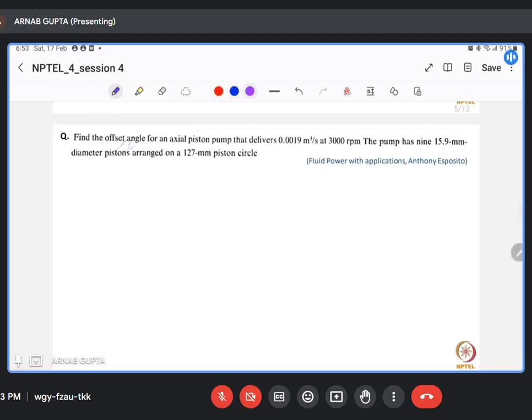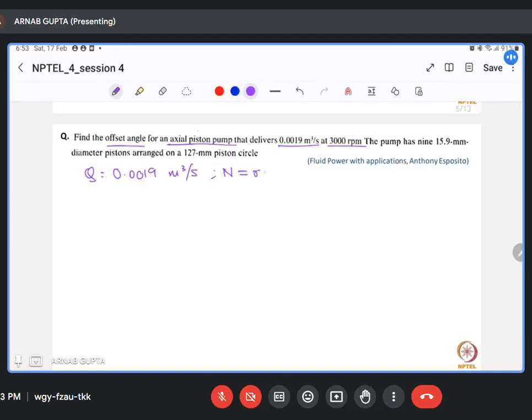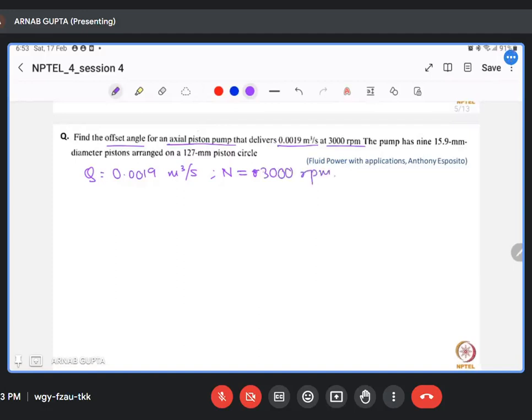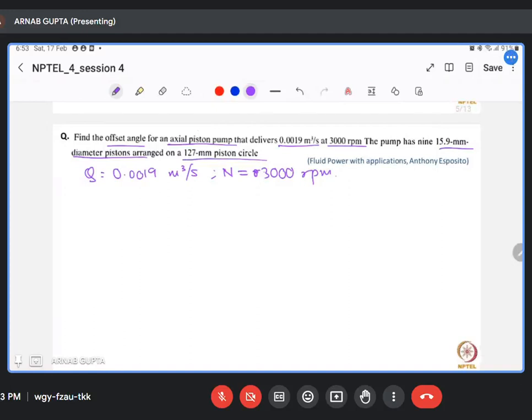Find the offset angle for an axial piston pump that delivers this much at this RPM. So you are given Q. Q is 0.0019 meter cube per second, and the speed is 3000 RPM. The pump has 9 pistons of 15.9 mm diameter arranged on a 127 millimeter piston circle.